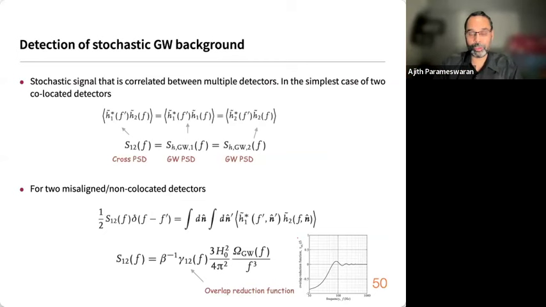There's a nice living review by Joe Romano in Living Reviews in Relativity, which contains a very nice pedagogical introduction, as well as research content on the search for the stochastic gravitational wave background.